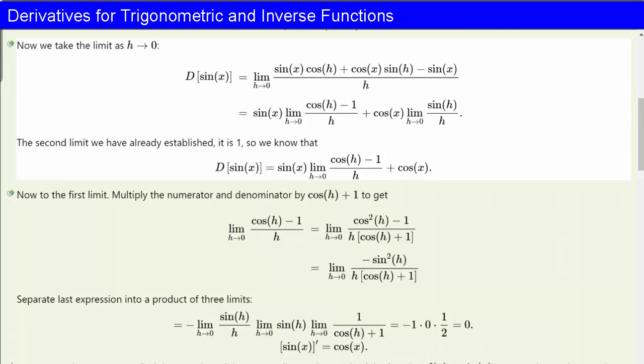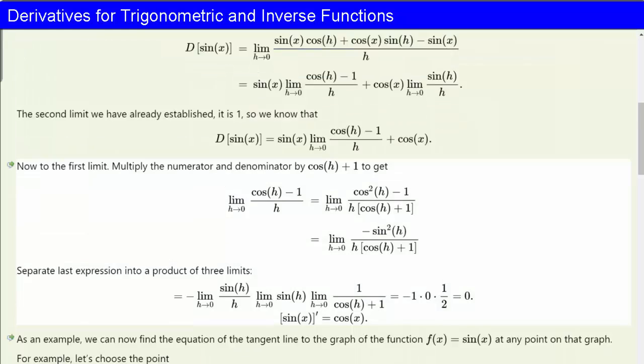Now we take the limit as h goes to 0 of that difference quotient, and it breaks down into a sum of two limits, one involving a factor of sine x, which factors out, and a factor of cos x, which factors out. As usual, working with trigonometric functions involves some extra work. The second limit, sine h over h as h goes to 0, we have already established. It is 1. So now we know that the derivative of sine x is sine x times a limit we have yet to calculate, the limit as h goes to 0 of cos h minus 1 divided by h, plus cos x. Now to that limit.